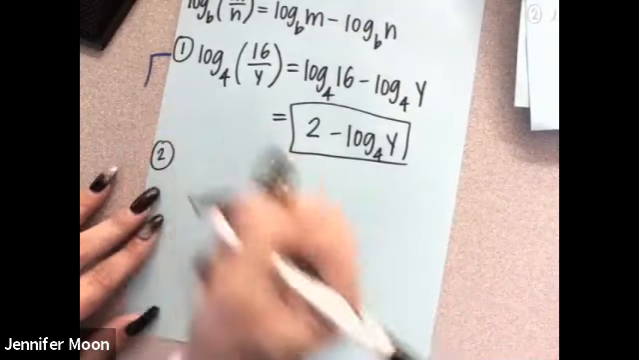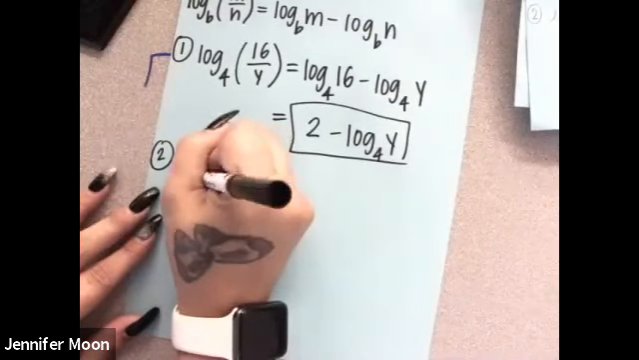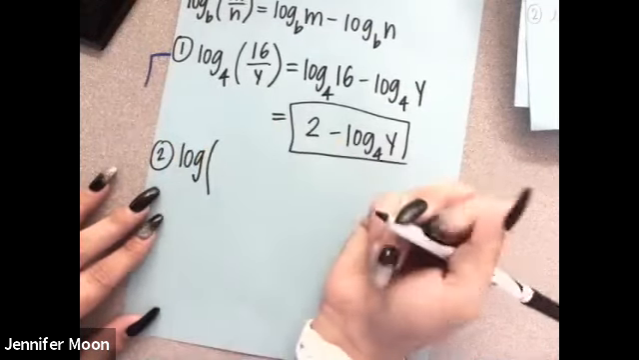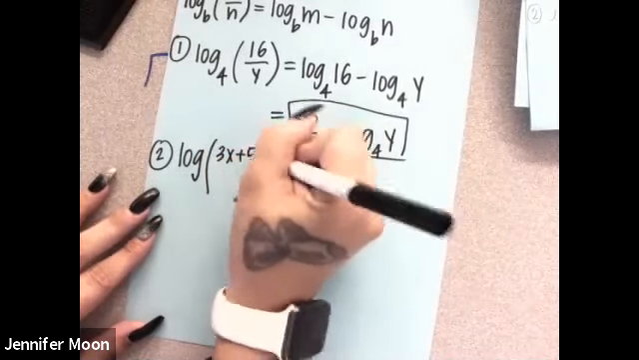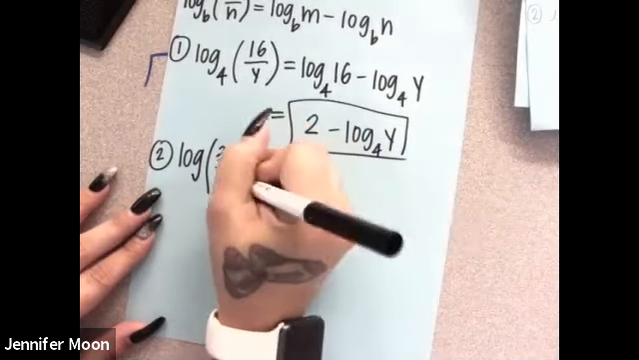Okay, let's do this one. Say we have log of, okay, there's no base written. In the numerator, I've got 3x plus 5. In the denominator, I've got 10.